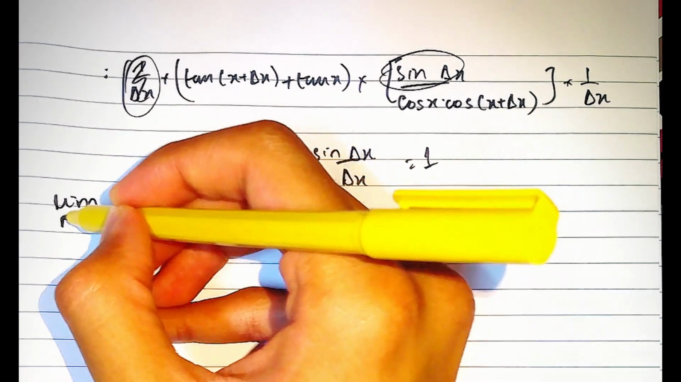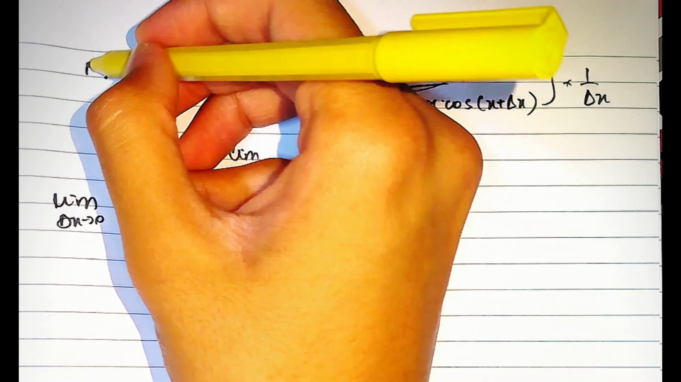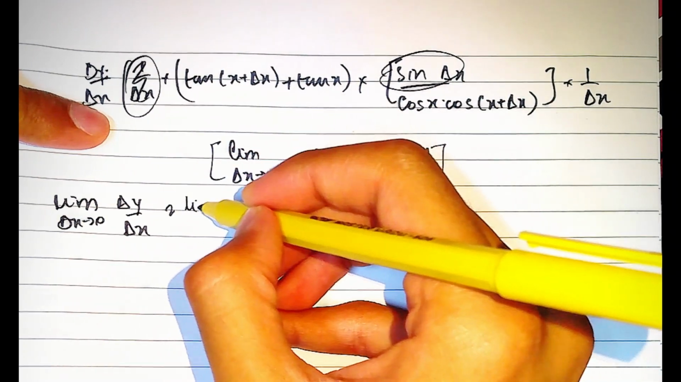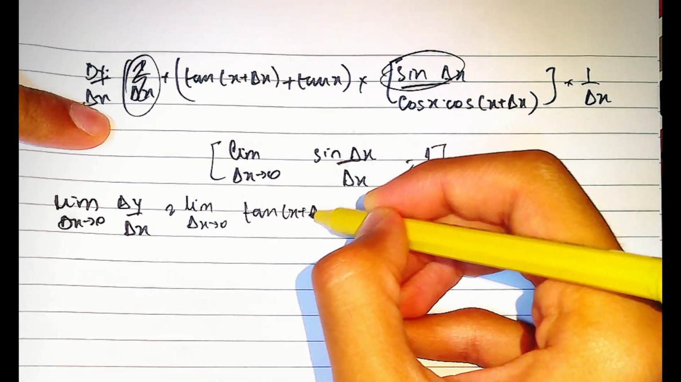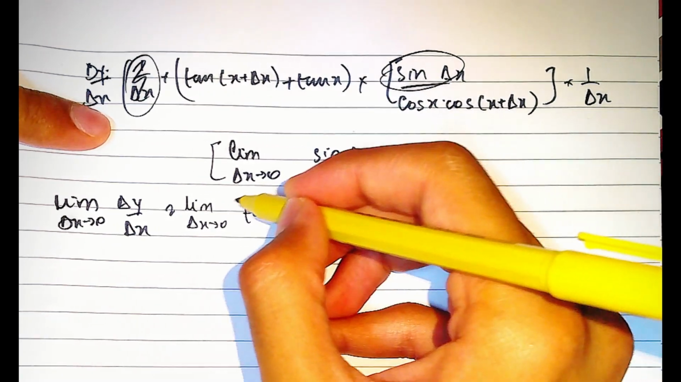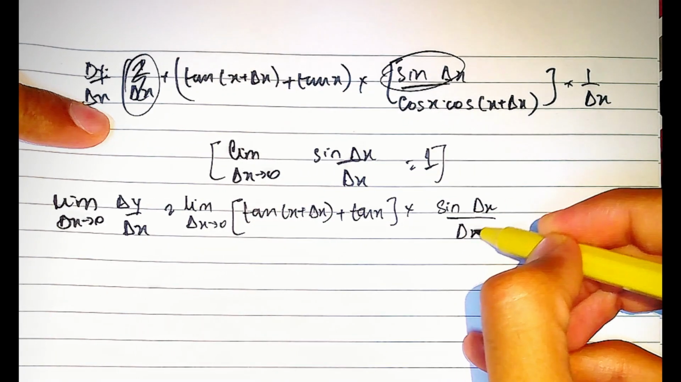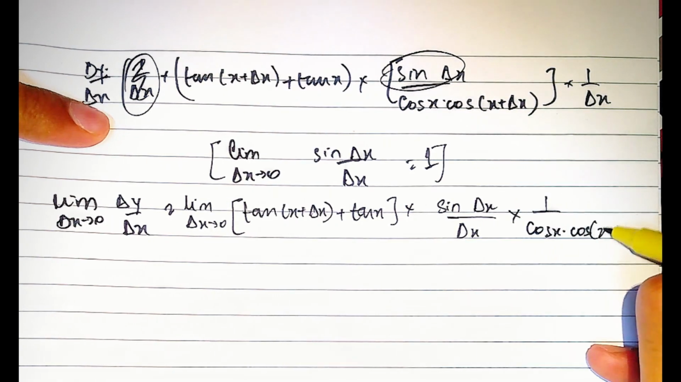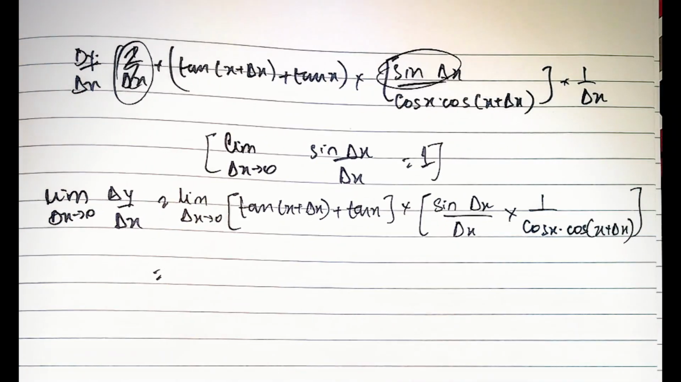Now let's just apply the limit. Limit of delta x approaches 0, delta y by delta x. This is actually equal to delta y divided by delta x. Okay, so the limit of delta x approaches 0, tangent. So I'm going to write this in this form: sine delta x divided by delta x multiplied by. Now wherever we are having a delta x over here, we can apply the limit.